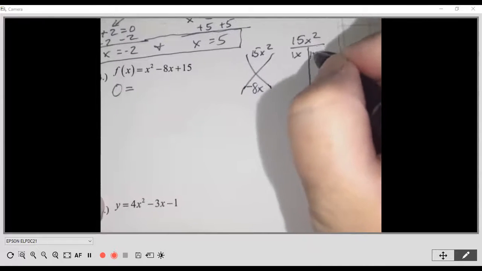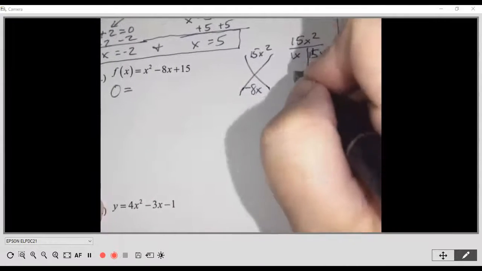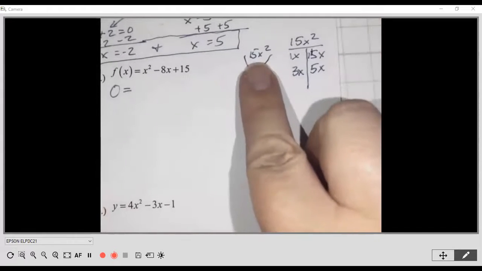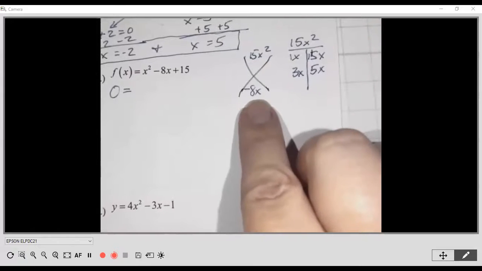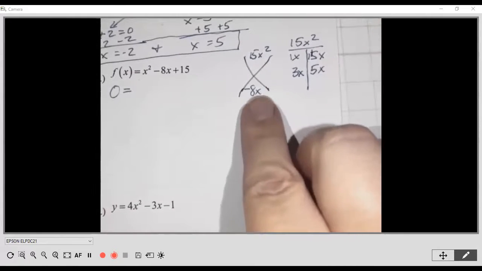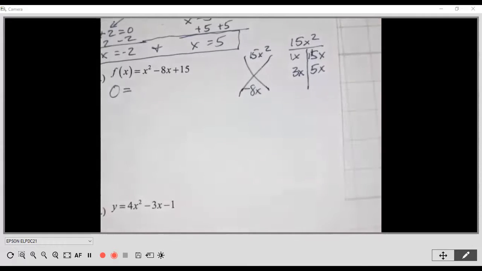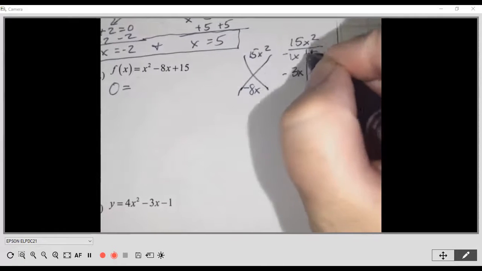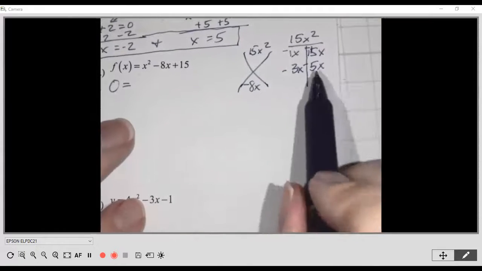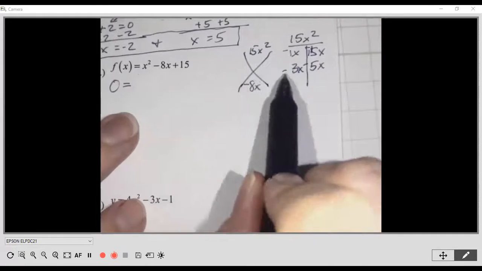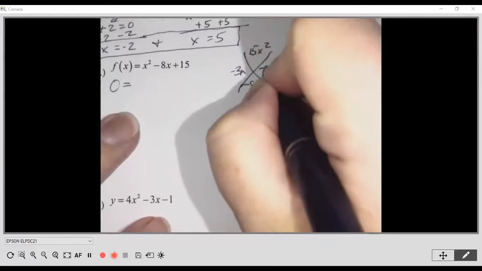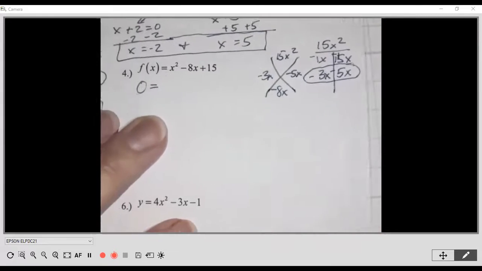Okay, so 1x and 15x, 3x and 5x. When I multiply them together, they give me positive 15x squared. When I added them together, they gave me negative 8x. So in order to multiply together to a positive number, they're either both positives or both negatives. To add up to a negative, they both have to be negative. So we know we're looking at all negative values. Which of these two pairs add up to negative 8x? Negative 3x and negative 5x. So now I'll rewrite my equation.